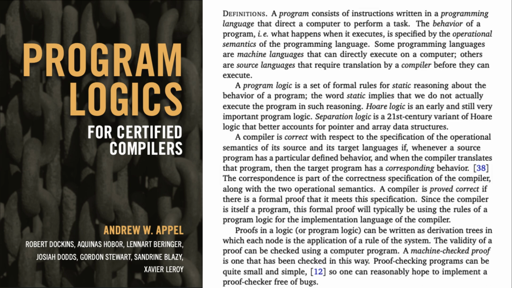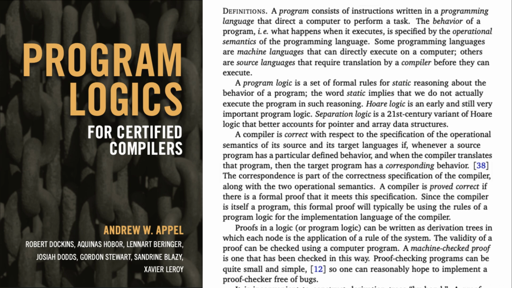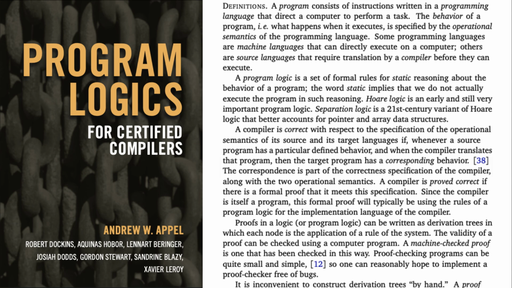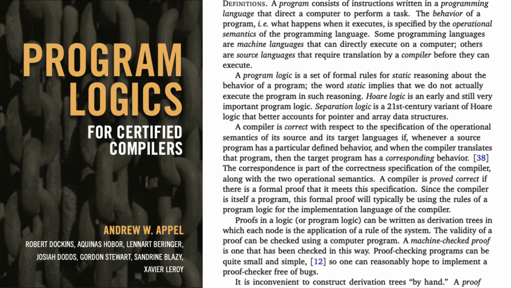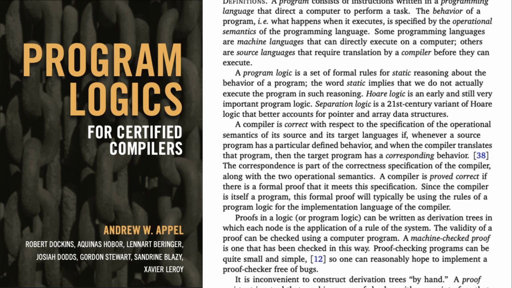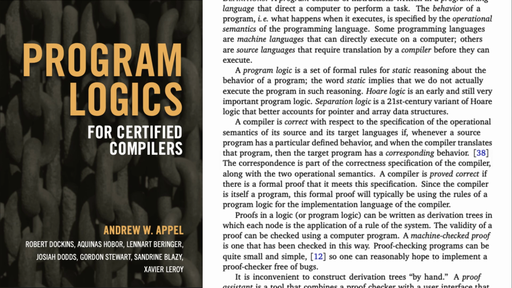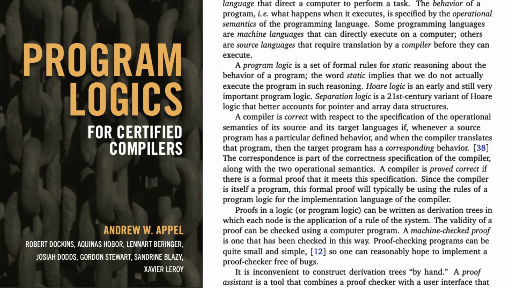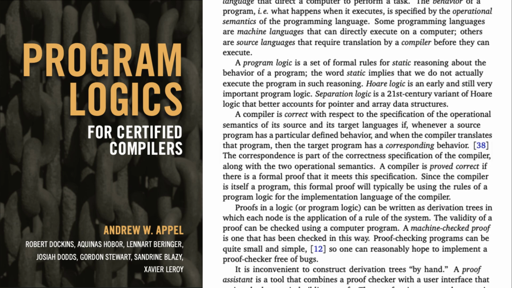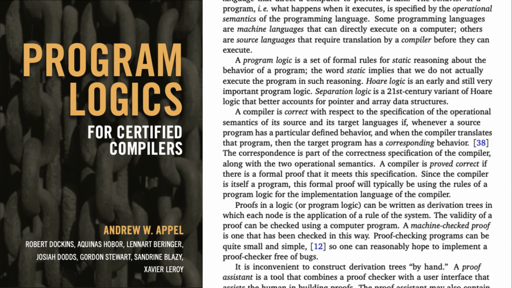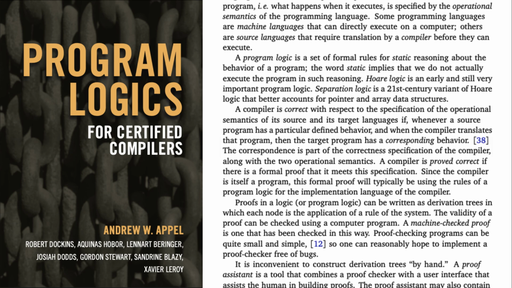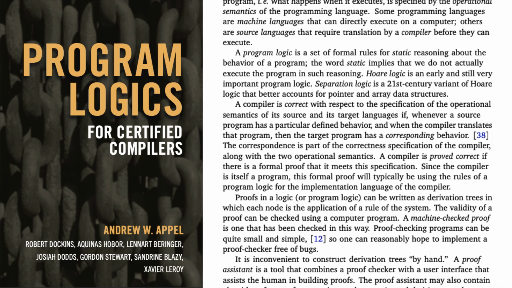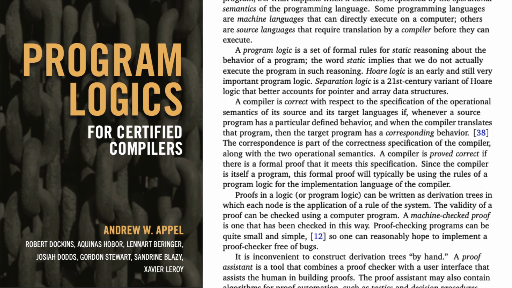A compiler is correct with respect to the specification of the operational semantics of its source and target languages whenever a source program has a particular defined behavior, and when the compiler translates that program, then the target program has a corresponding behavior. The correspondence is part of the correctness specification of the compiler along with the two operational semantics. A compiler is proved correct if there is a formal proof that it meets this specification.